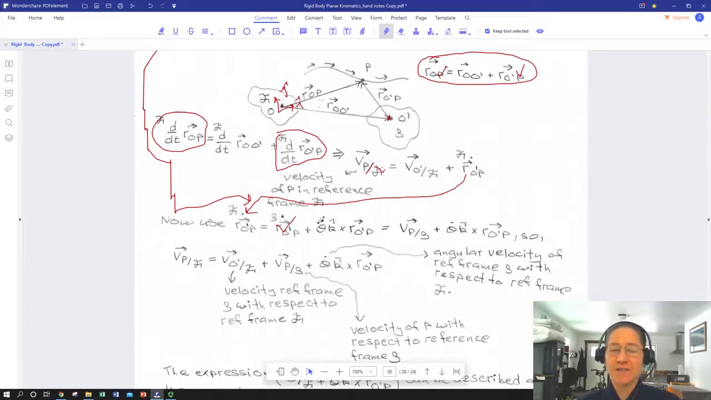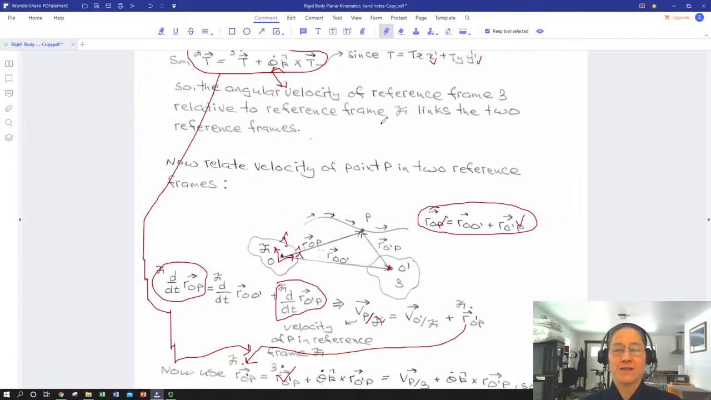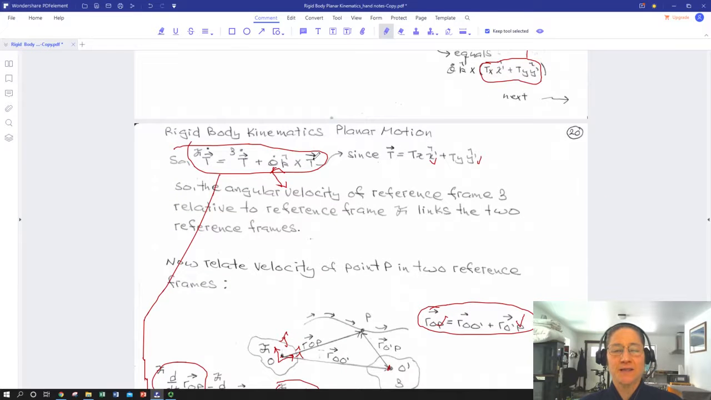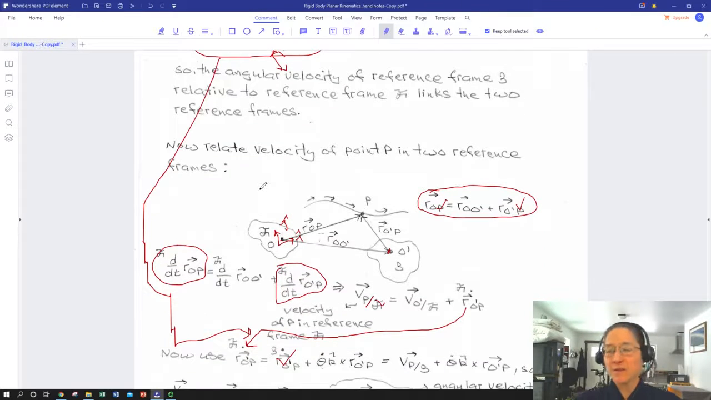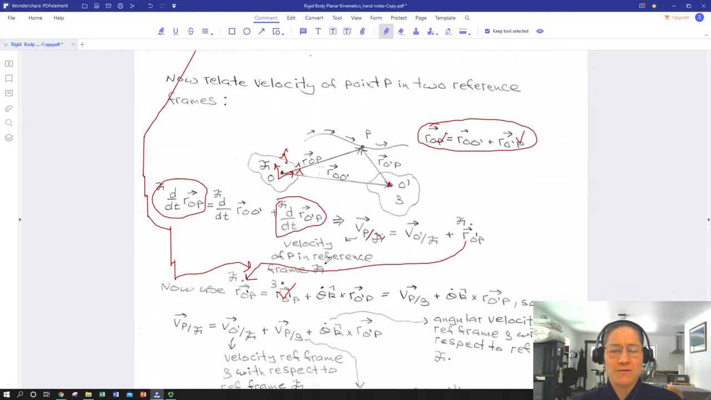So it isn't just any theta dot, it is the theta dot representing the angular velocity of B with respect to F. Okay, and then we're going to just cross that into the radius vector O prime B. It's the same thing as what we had with T. So we're just applying this to our first time derivative of O prime to P from the point of view of reference frame F. So now we got something that's a little bit easier to deal with.